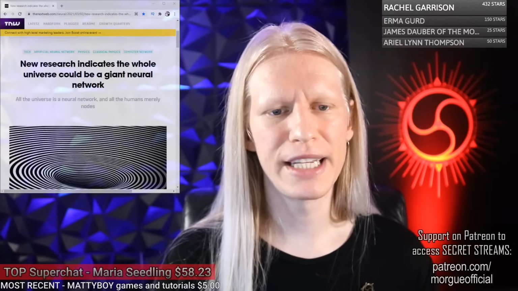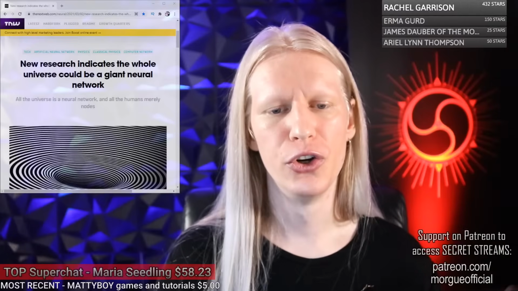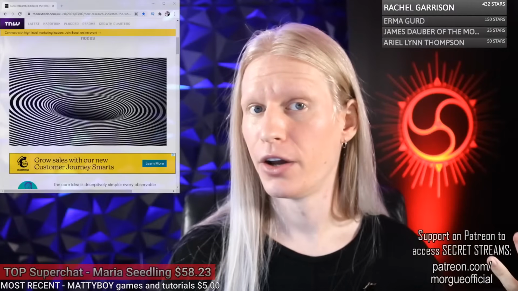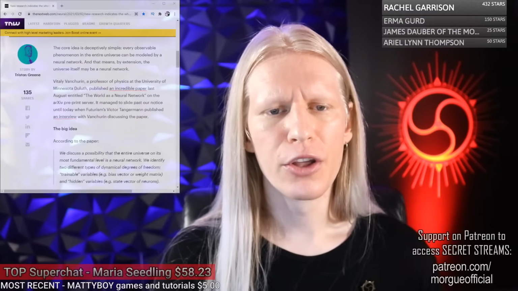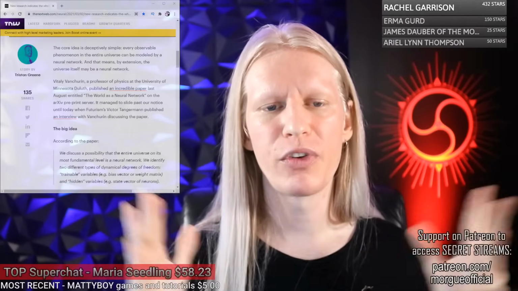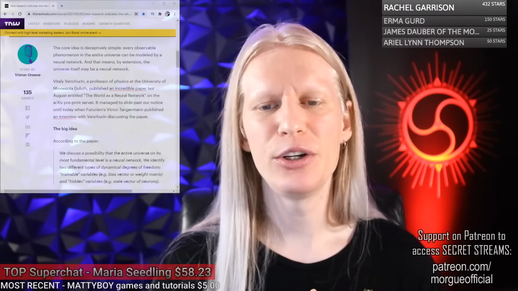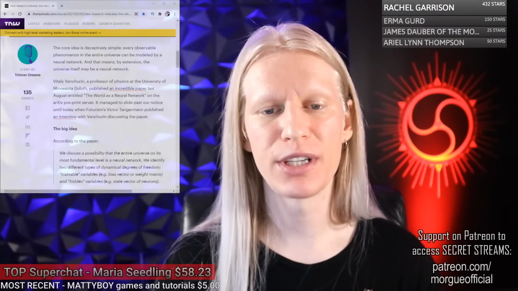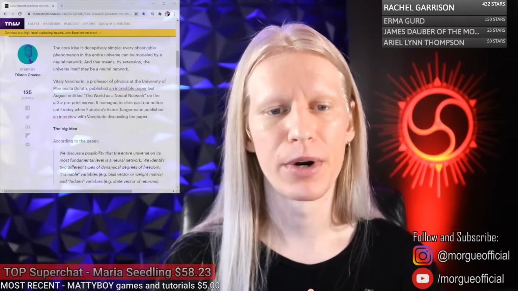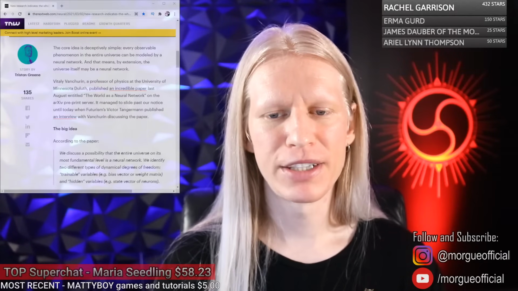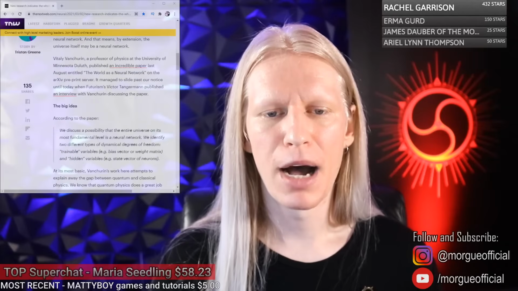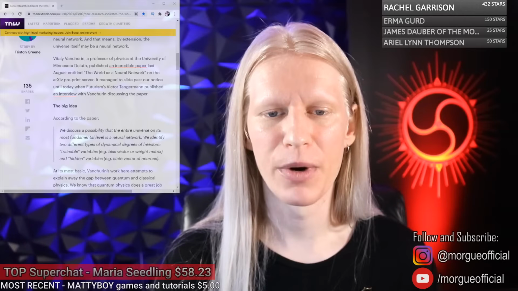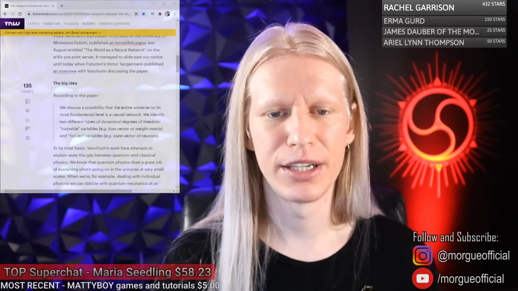New research indicates the whole universe could be a giant neural network. All the universe is a neural network, and all the humans merely nodes. The core idea is deceptively simple: every observable phenomenon in the entire universe can be modeled by a neural network, and that means by extension the universe itself may be a neural network. A professor of physics at the University of Minnesota published an incredible paper last August entitled "The World as a Neural Network." It managed to slide past our notice until today.